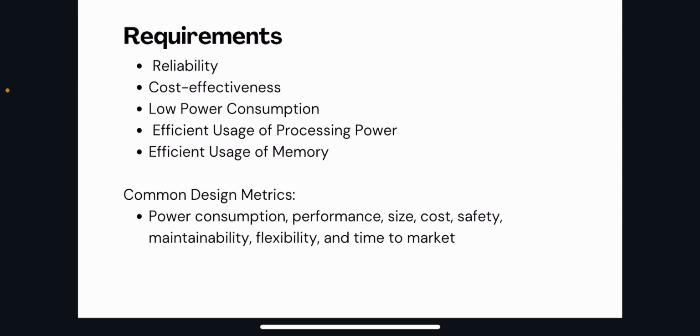Common design metrics in embedded systems include power consumption, which is a main focus while designing an embedded system, performance of the embedded system, size of the embedded system, because mobile and portable embedded systems are more convenient, the cost of the embedded system, the safety, maintainability, flexibility, and time to market.